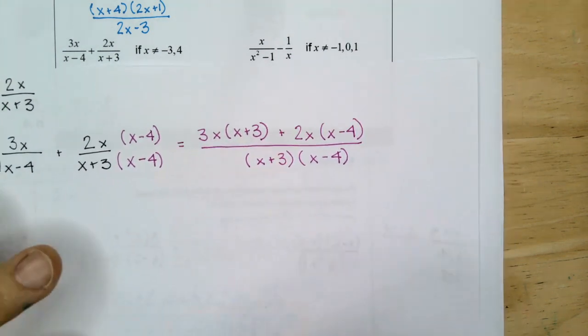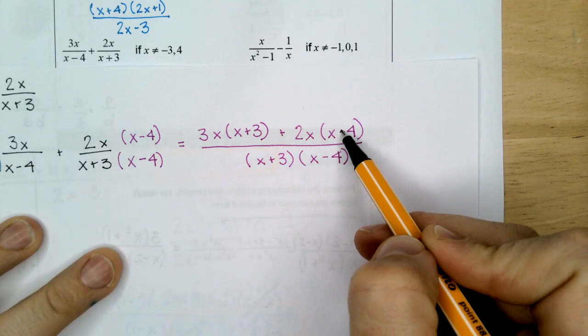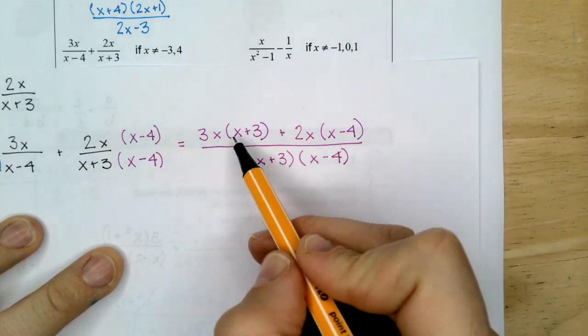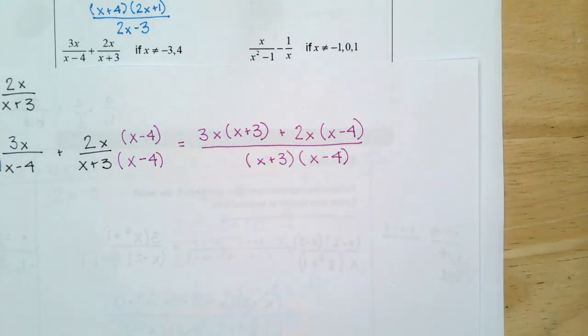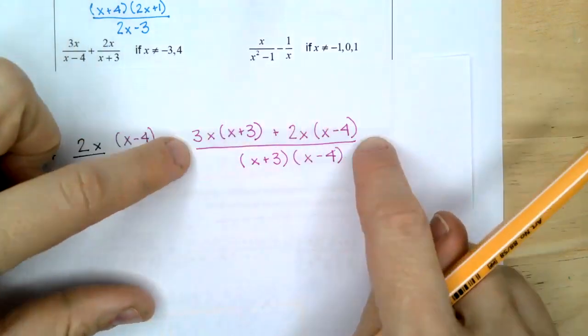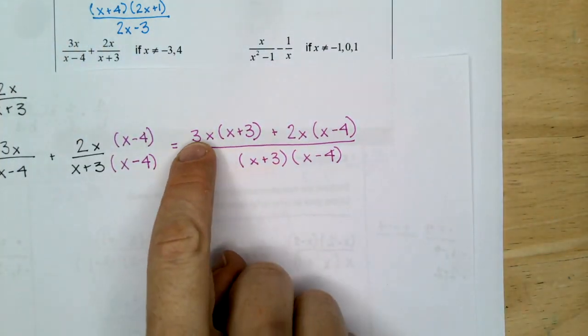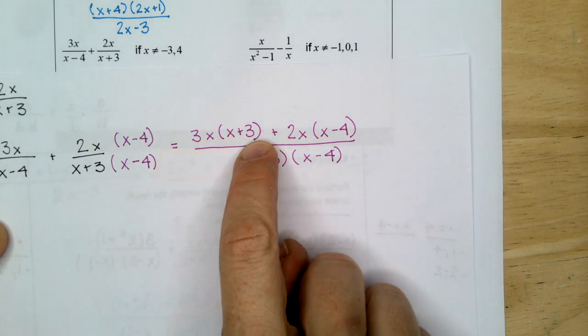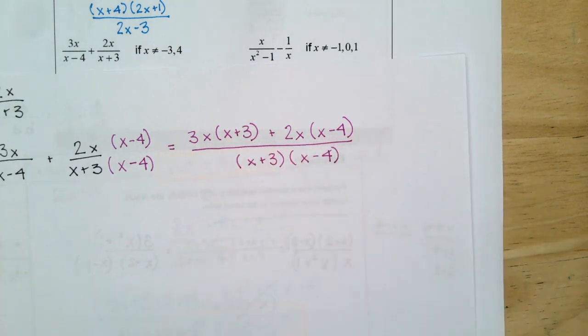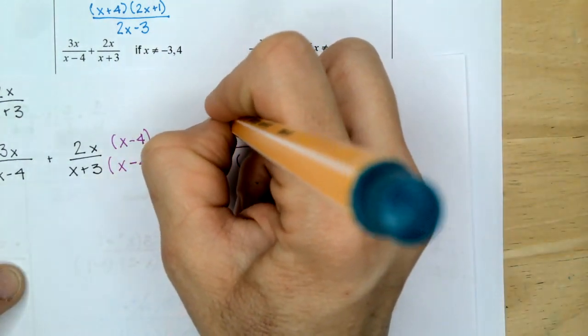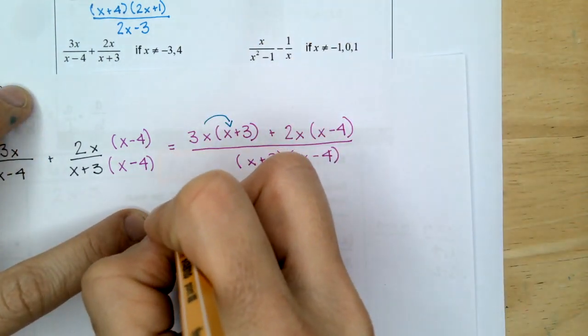We cannot, unfortunately, say that this and this cancel out and this cancel out because of this plus sign. You can only cancel out things that are being multiplied, but because there's a plus, this is all one thing. So what we want to do is simplify 3x times x plus 3 plus 2x times x minus 4. 3x times x becomes 3x squared.